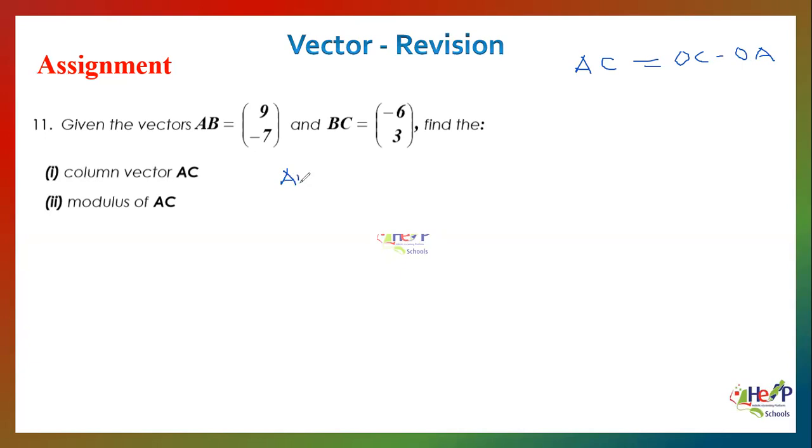AB is the same as OB minus OA, like that. And I'm going to make OA the subject of the formula. Then I substitute it here. So how do I make OA the subject of the formula? I just have to take it the other side, then bring this other side.